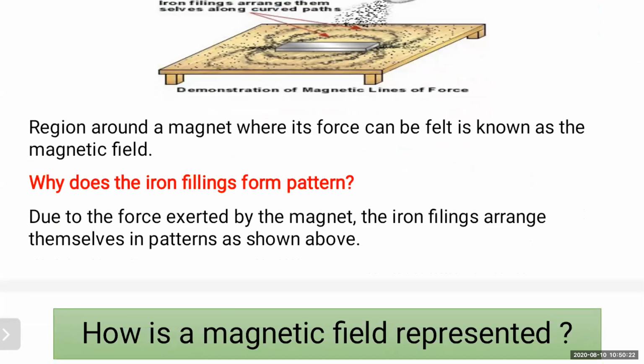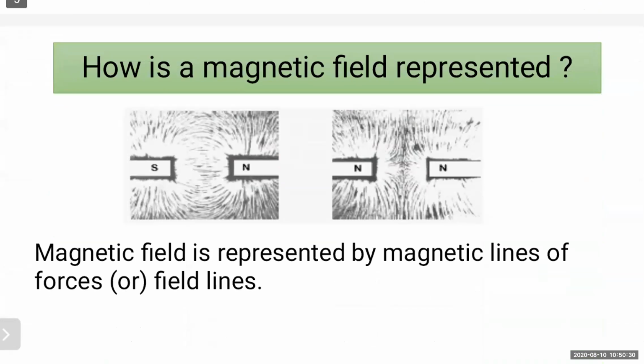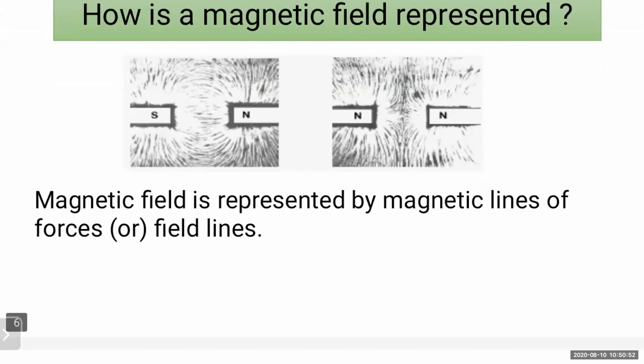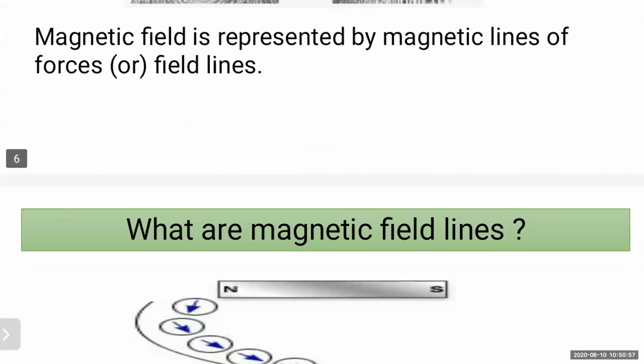Okay, so here, how is the magnetic field represented? Magnetic field is represented by magnetic lines. Okay, so look at the figure here. There are two poles, north and south poles, and you can see here there are magnetic lines around, which represent the magnetic field. Okay, so these are the magnetic lines.